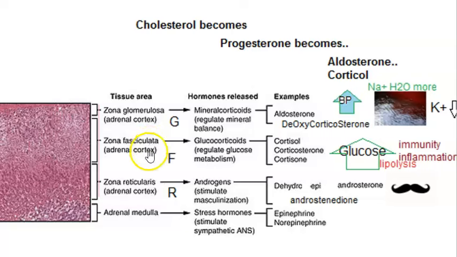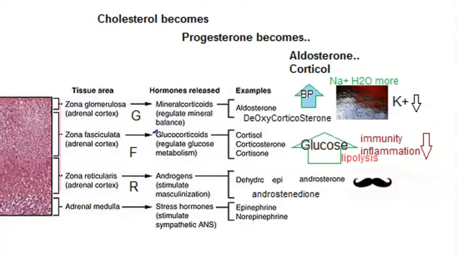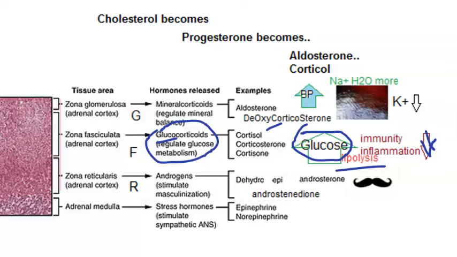Now coming to zona fasciculata of the adrenal cortex, it is going to produce what? Focus here, people. We are in zona fasciculata, in the middle. It is going to produce glucocorticoids. So these are going to increase your glucose. What is the exact hormone it is producing? Cortisol. You just remember cortisol. It's a steroid kind of thing, right? These are going to reduce the immunity of your body and reduce inflammation also. And they're going to promote lipolysis.